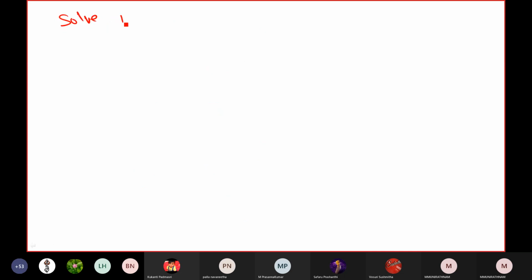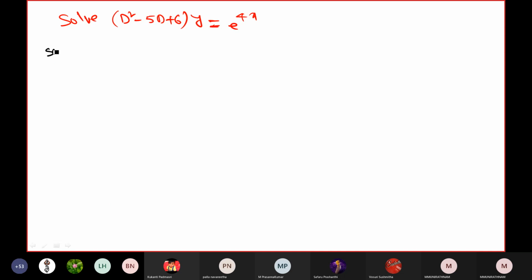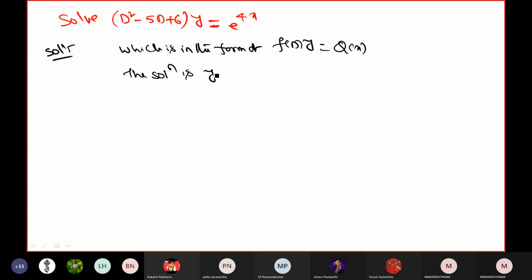Solve (D^2 - 5D + 6) y = e^(4x). The solution of this, which is in the form f(D) y = Q(x), is y = CF + PI.